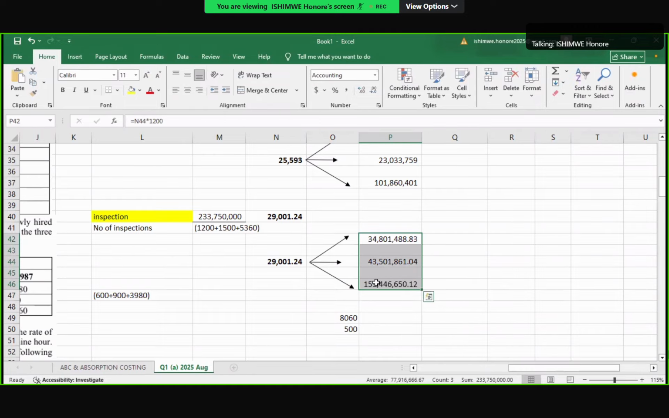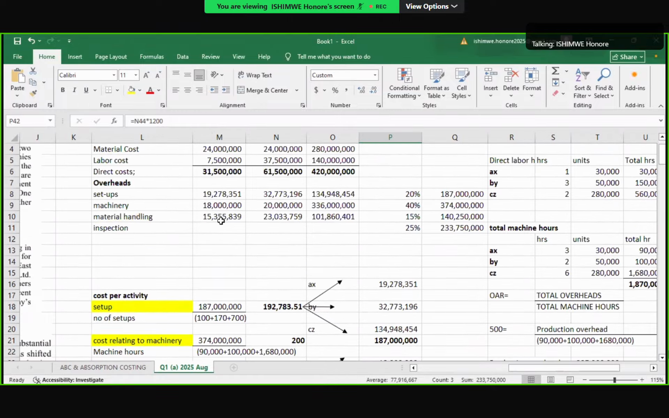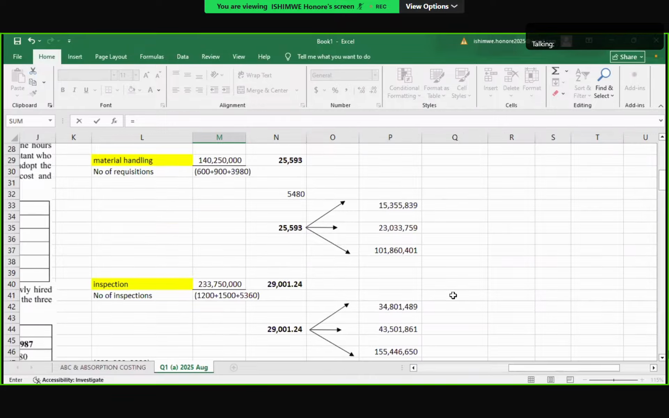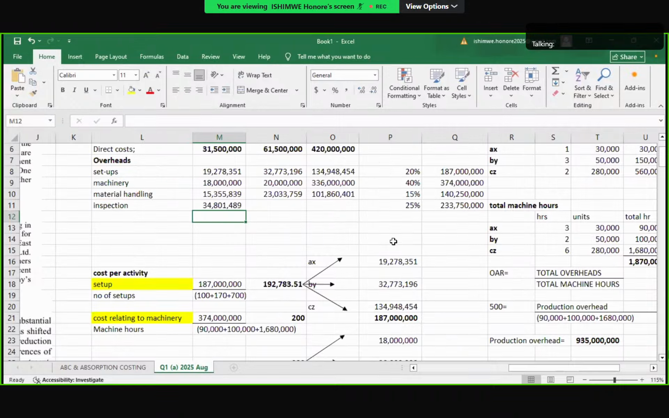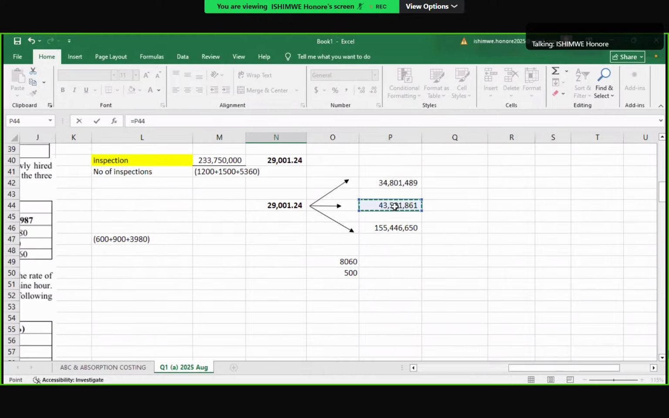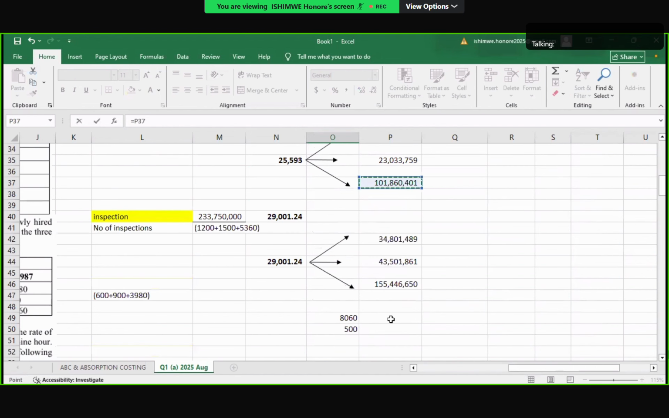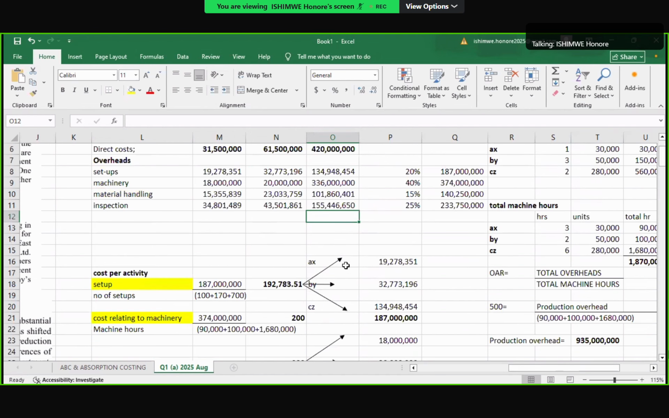So if I add it to check whether what I have done has no error, the summation is 233,750,000. All right, so I get it. I can come and put it here. This is 14 marks. Oh, this is not correct. I have to put 43. Then here, no, it's not 55.